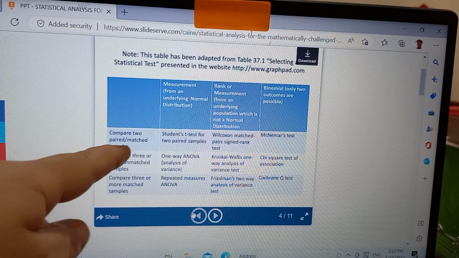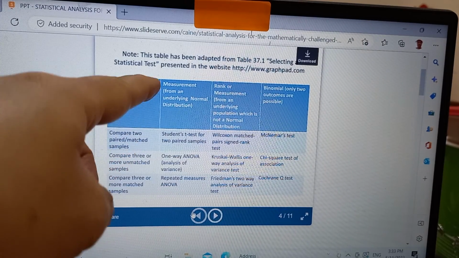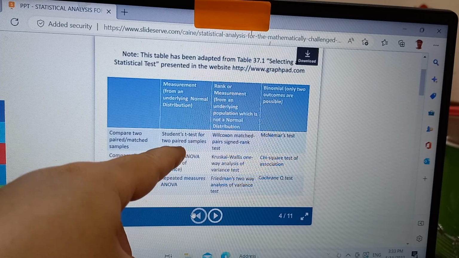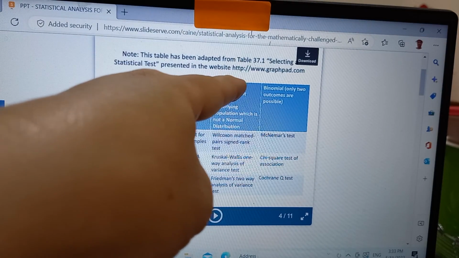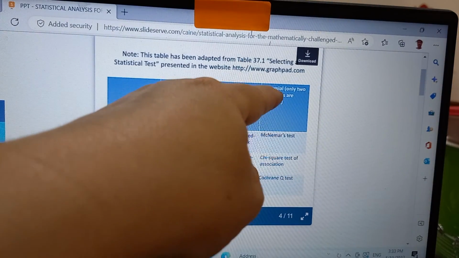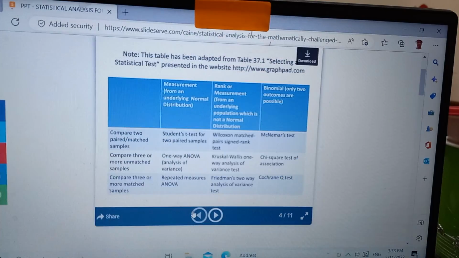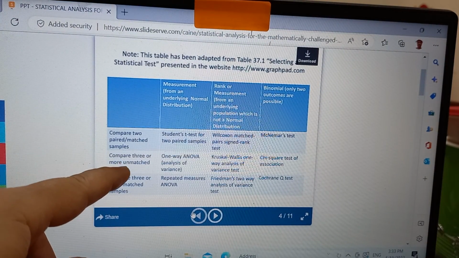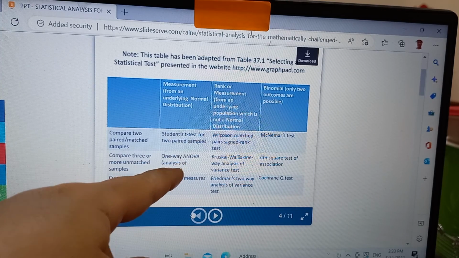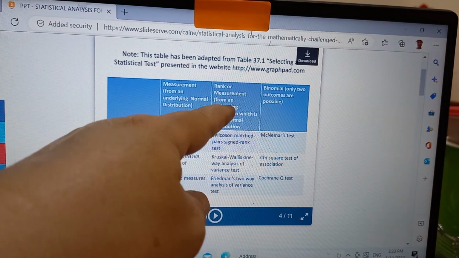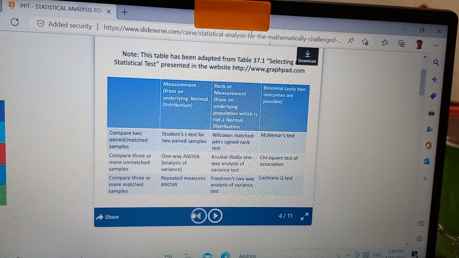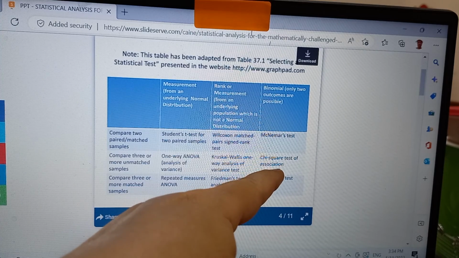If you have collected two samples and they are paired or matched, underlying population is normal, then use Student's t-test for two paired samples. Underlying population not normally distributed, use the Wilcoxon matched pairs signed rank test. And then outcomes which are binomial, use McNemar's test. Now, if you have data from three samples, but they are not matched in any way, underlying population is normally distributed, use the one-way ANOVA, or one-way analysis of variance. Underlying population not normally distributed, use the Kruskal-Wallis one-way analysis of variance test. And then binomial outcomes, use chi-square test of association.